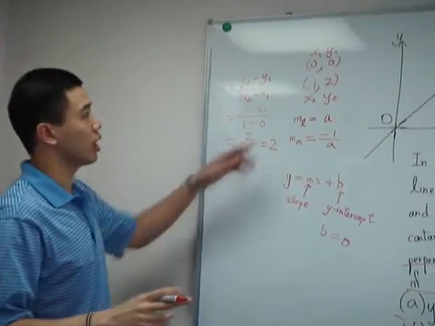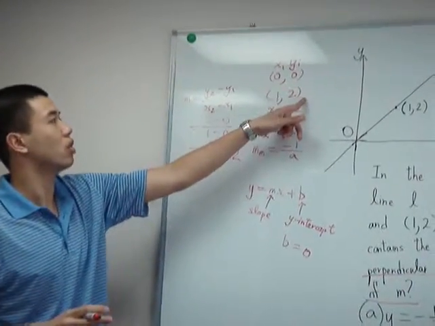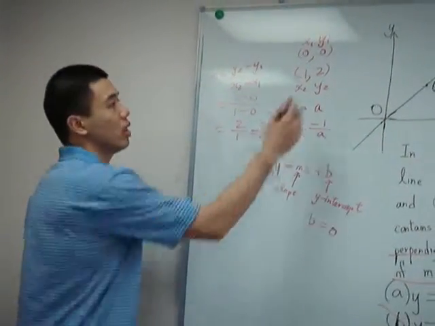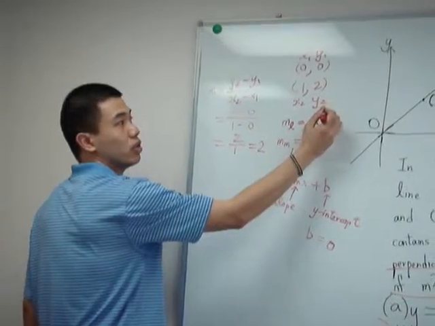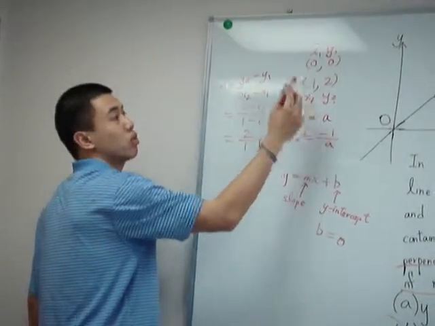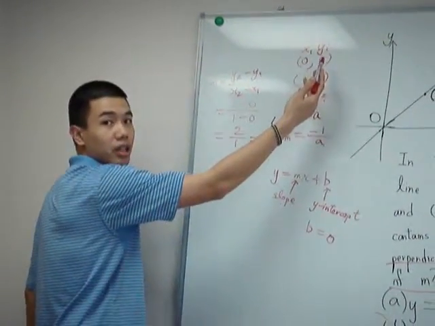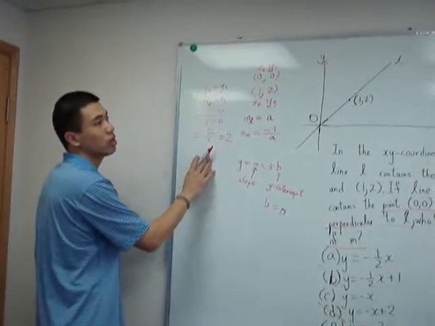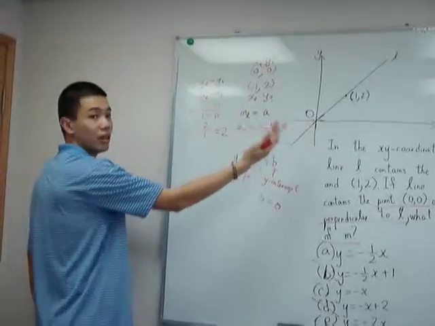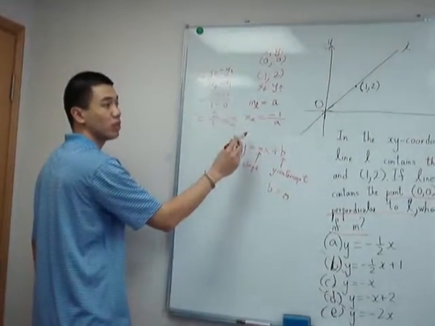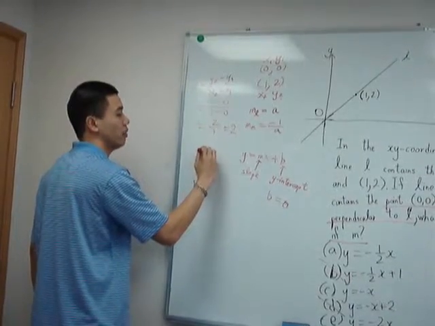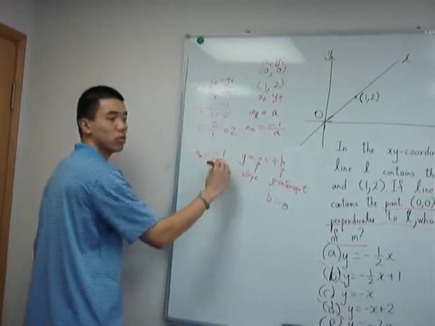Now actually, you can also do 0 minus 2 over 0 minus 1, and it will give you the same answer. As long as, when I start from y2, I also start from x2 to subtract the other coordinate, alright? Or else you'll get the wrong sign. So now we figure out that the slope of L is 2, which means the slope we are looking for line M will be m equals -1 over 2.